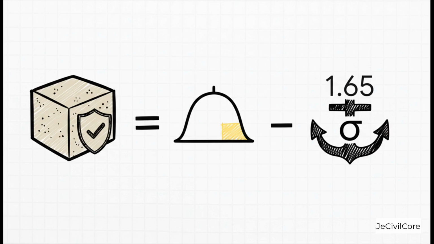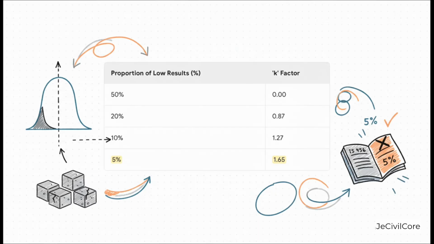So the formula FCK equals FM minus 1.65 sigma is basically telling a story. Our guaranteed strength, FCK, is equal to our average strength, FM, minus a penalty for being inconsistent, 1.65 sigma. This is how we mathematically enforce quality control. So where on earth did that magic number 1.65 come from? It's not arbitrary at all. It comes directly from the mathematics of the normal distribution curve.